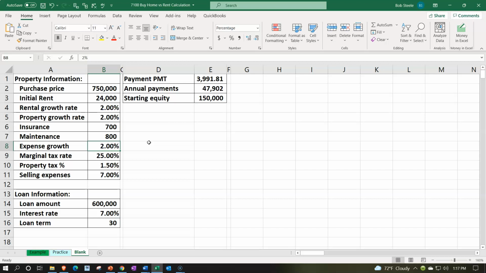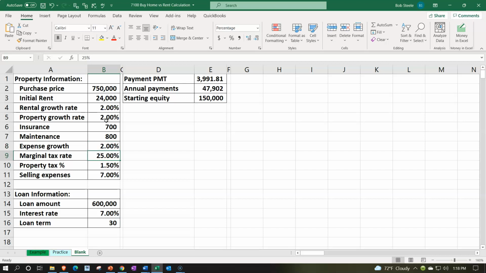That may or may not be the case for expenses versus the property value, meaning the property value might not be going up at the inflation rate. You might think it might go up faster than the inflation rate and so on. So you can vary these once you get things settled down.